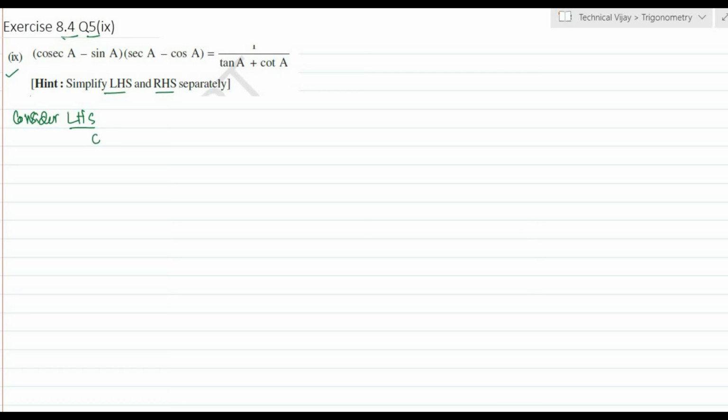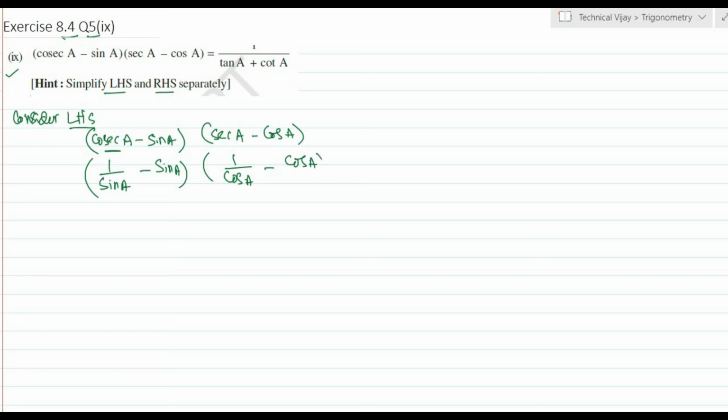So here cosecant A minus sin A, into secant A minus cos A. Cosecant A can be written as 1 by sin A, so this is sin A as it is. Secant A can be written as 1 by cos A, minus cos A. So here sin A will be the LCM.